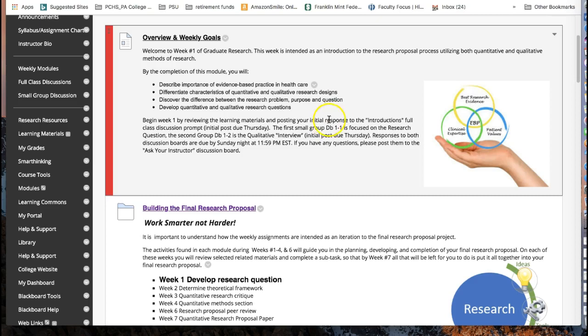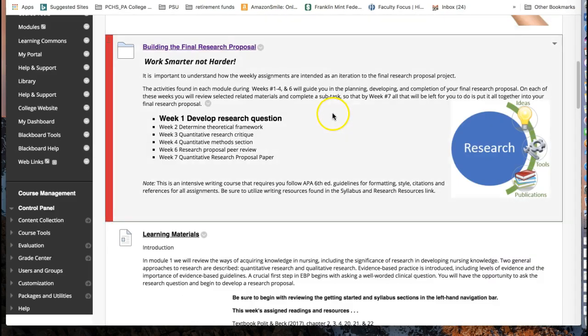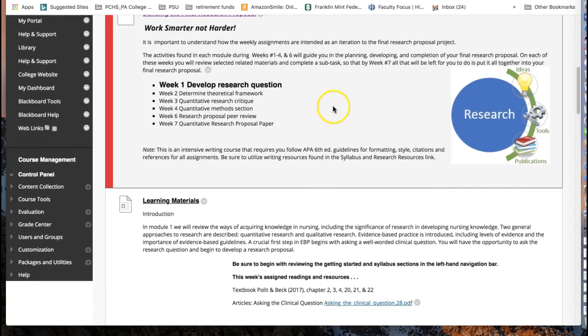In week 1 and throughout the course, we will also be building the final research proposal. And I shared with you about working smarter and not harder. So this week is the first step in developing your final research proposal, and that first step is asking the research question. In the small group discussion board, you will be looking at the PICO or the research question and understand how asking the right question will fuel your final research proposal.